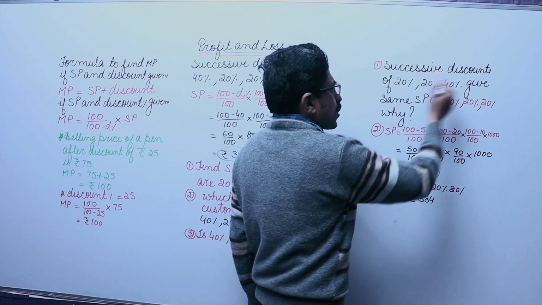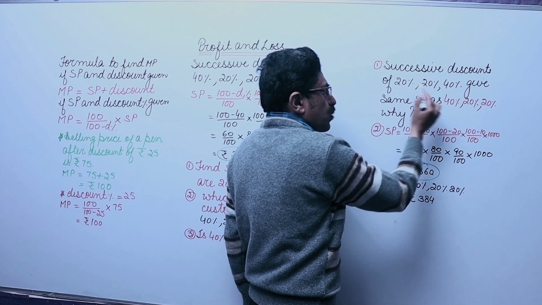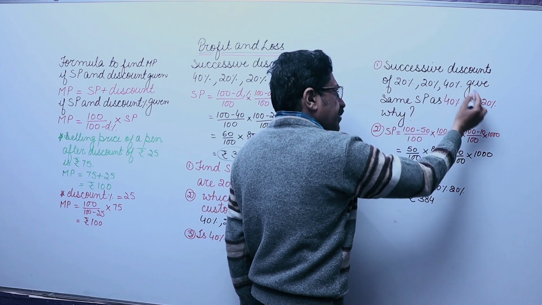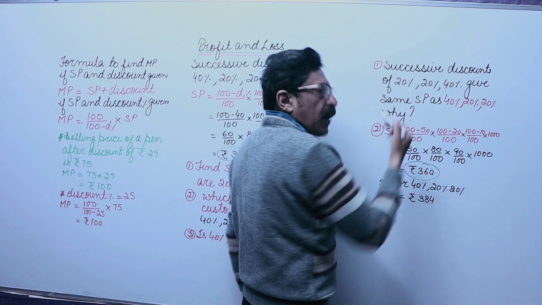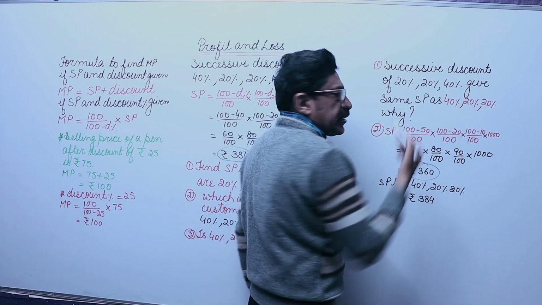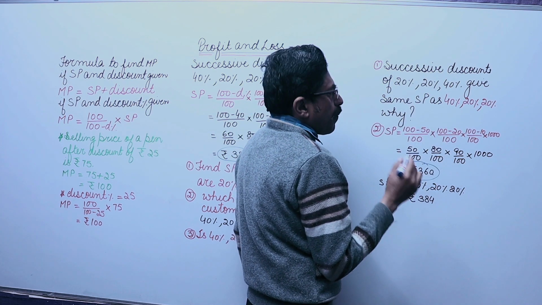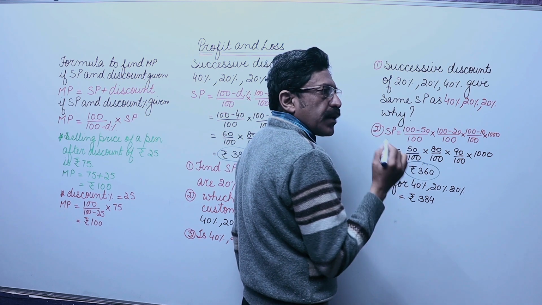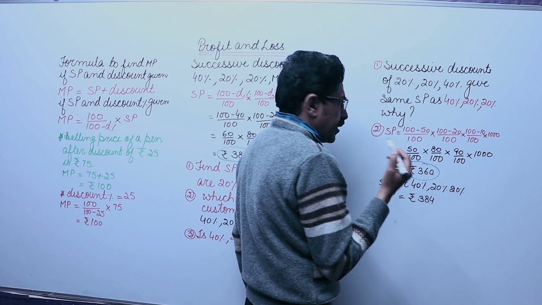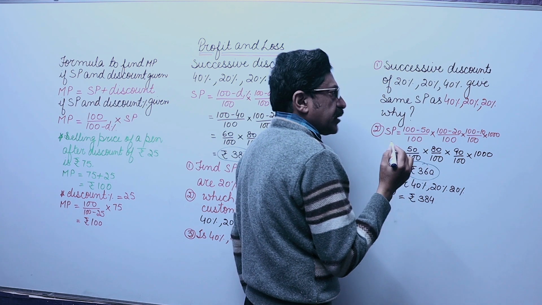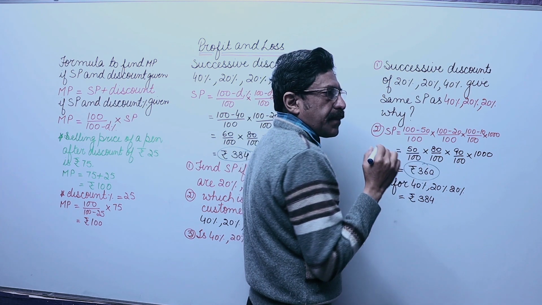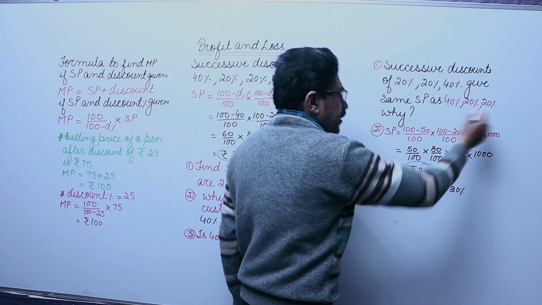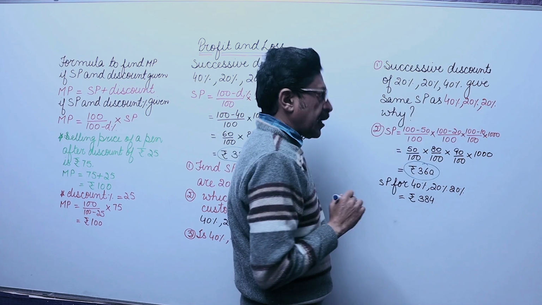Now successive discounts of 20%, 20% and 40% give the same SP. Why? We can calculate and check, or we know multiplication we have done for 2 values is commutative, for 3 values it is associative, or in general numbers can be multiplied in any order. So changing the order does not change the answer.